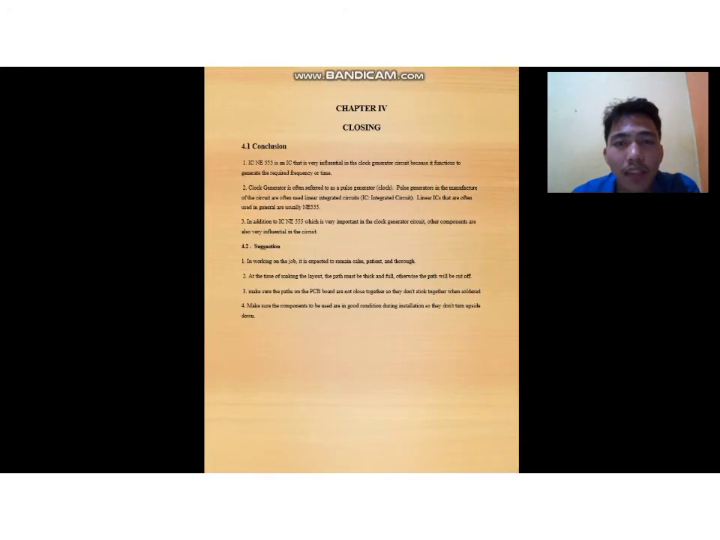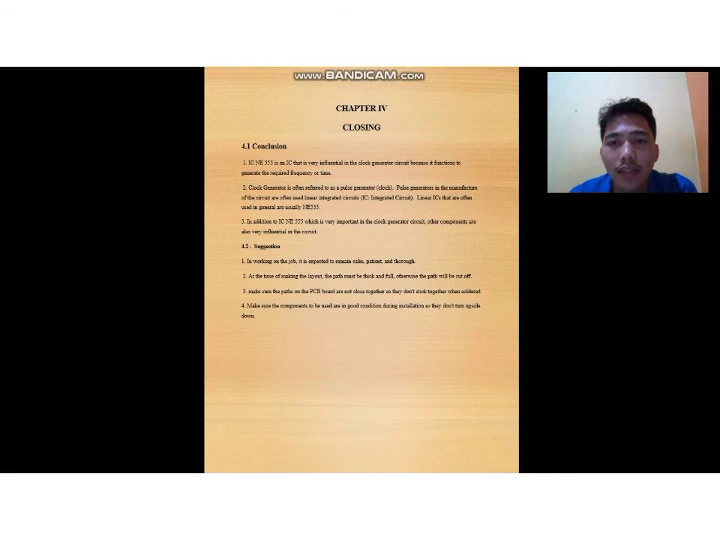Next, chapter 4, closing. In the closing are conclusion and suggestion. One, conclusion. One, the NE555 IC is very influential in the clock generator circuit because its function is to generate the required frequency or time. Two, clock generator is often referred to as pulse generator or clock.